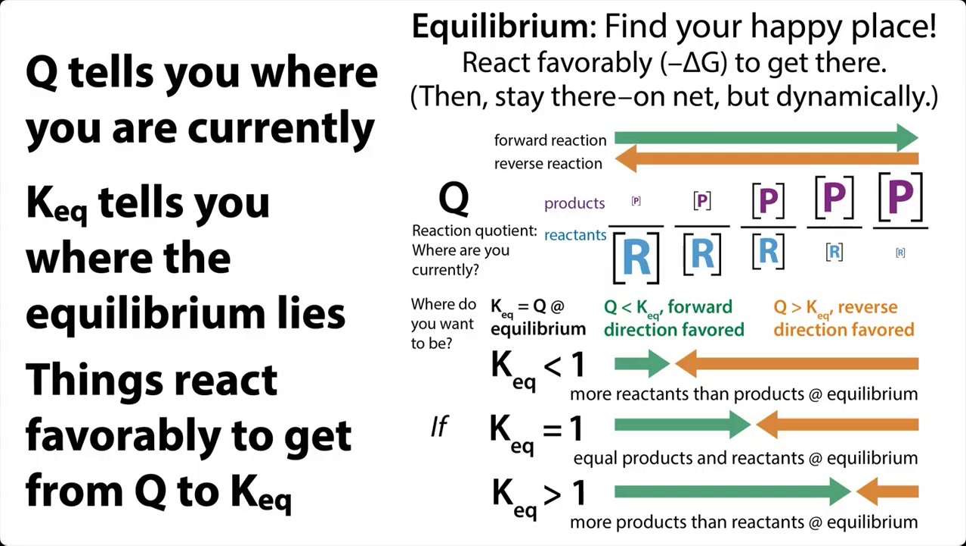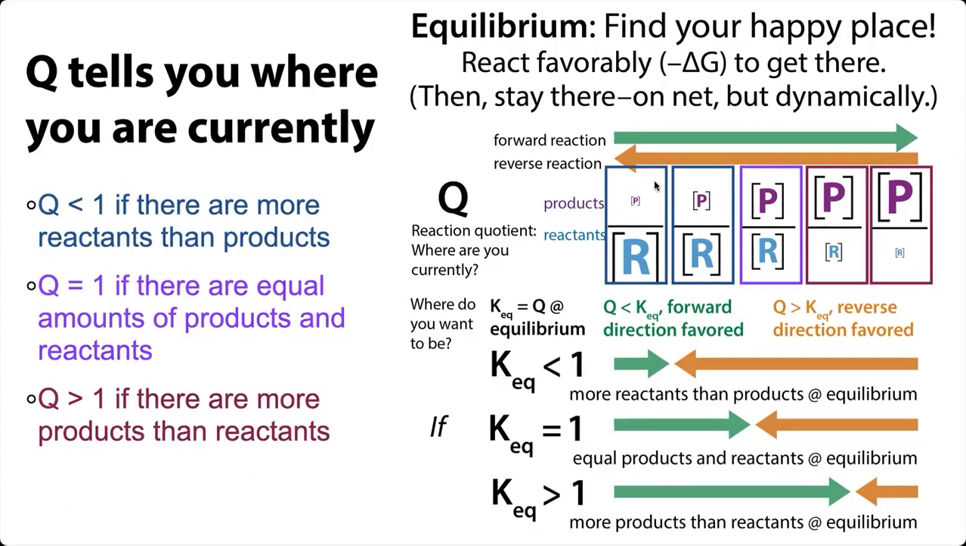And then things are going to react favorably. When I say favorably, think negative delta G, they're giving off energy, they're exergonic, in order to get from Q to KEQ. So remember, Q is where we are now, our concentration of products to reactants right now. If Q is less than 1, that means that we have more reactants than we have products. If Q equals 1, we've got equal amounts of products and reactants. And if Q is greater than 1, there are more products than reactants. And remember, this is where we are right now, or under the given conditions.